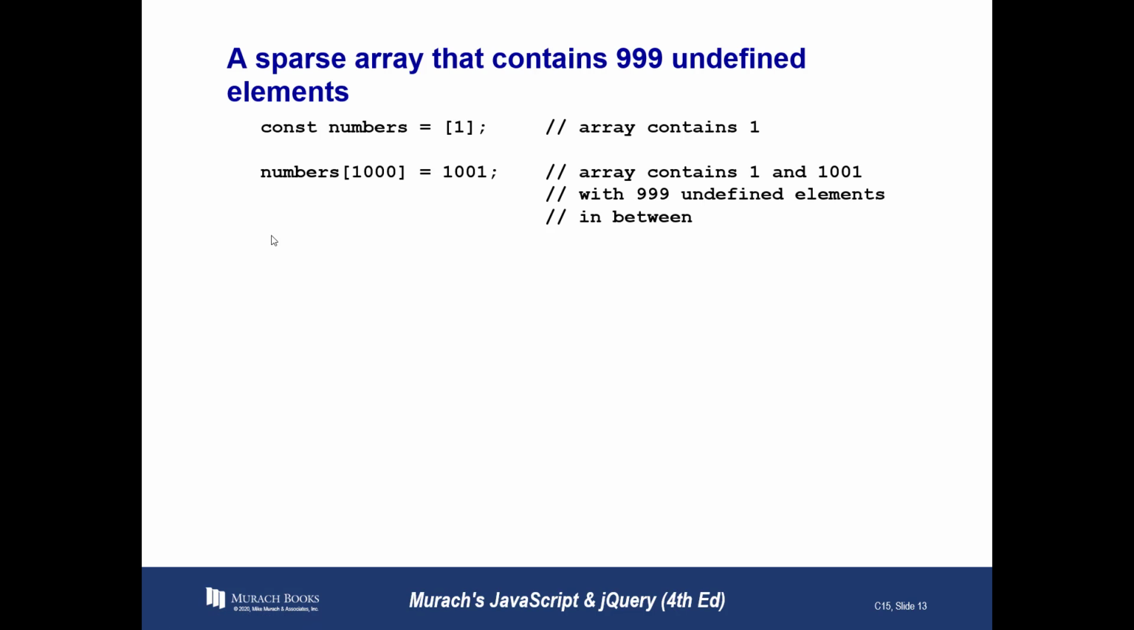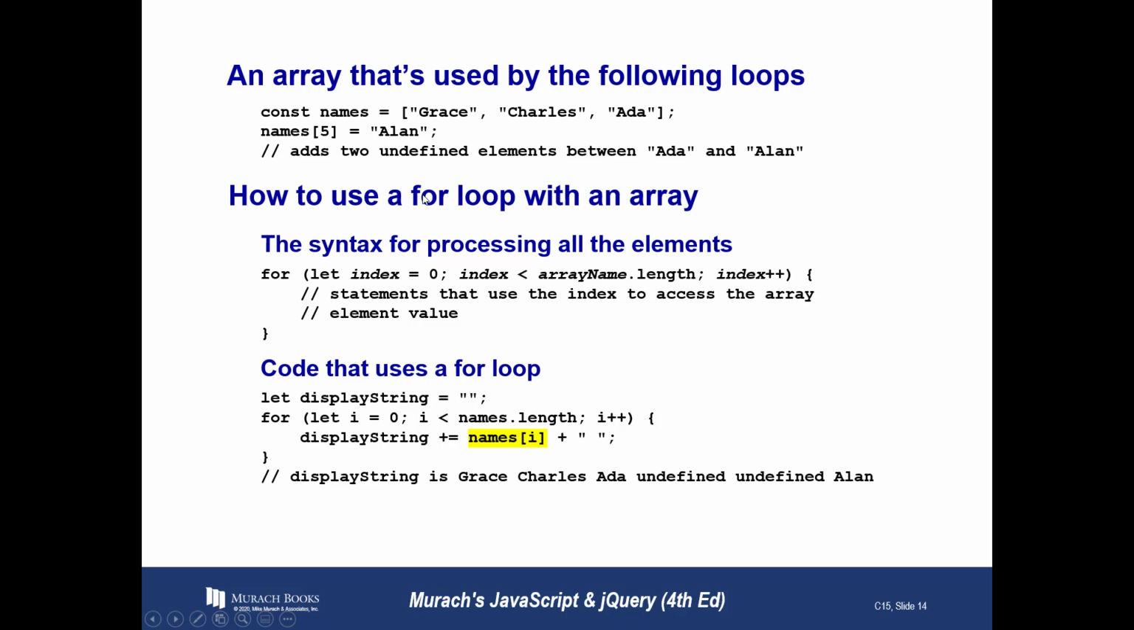A sparse array. So notice here we're saying const numbers equal 1. So the array in location 0 would have a 1 in it. Then we say numbers 1000 equals 1001. So in array elements, numbers 0 would be 1, numbers 1 through 999 would be undefined, and numbers 1000 would be 1001. Not done that often, but there may be a reason for actually doing that.